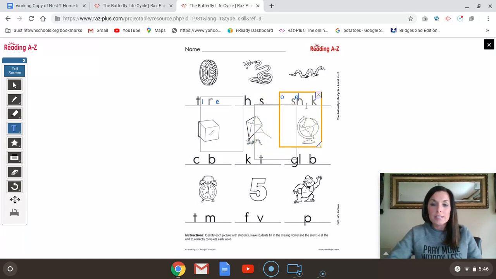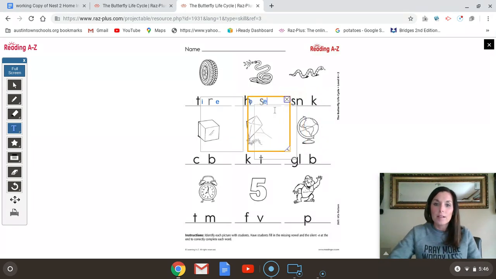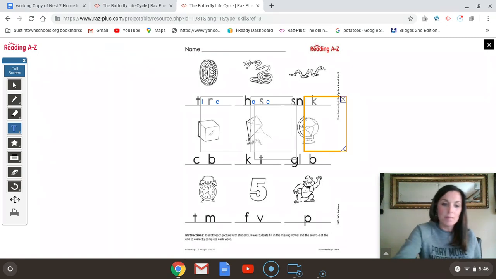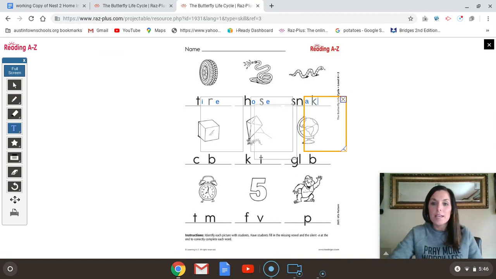We see a blend. I see sn. Then I'm missing something and I see K. It's a snake. Oh boy. I'm taking my O and my E. Hold on. Okay. Moving along. What are we missing in snake? What vowel, everybody? Yep. A. S-N-A-K. And what comes at the end? E. Awesome job. All right, let's work our way down.